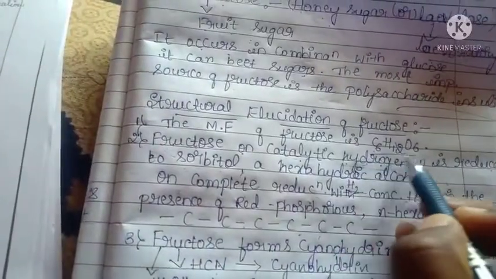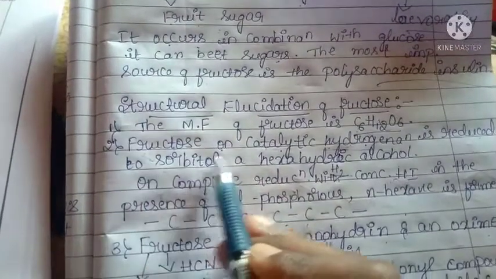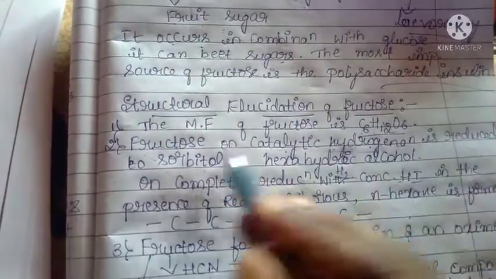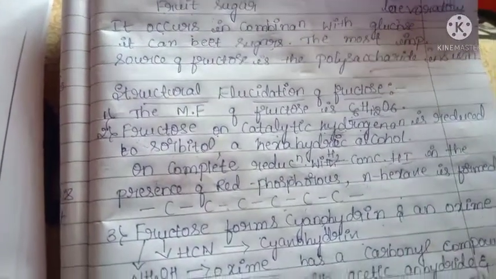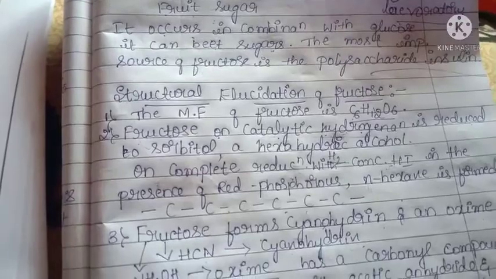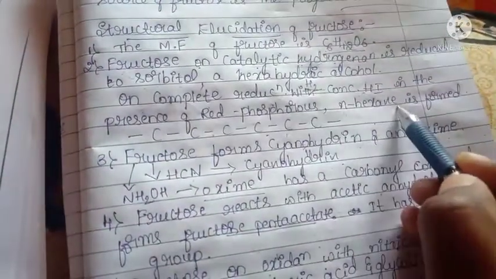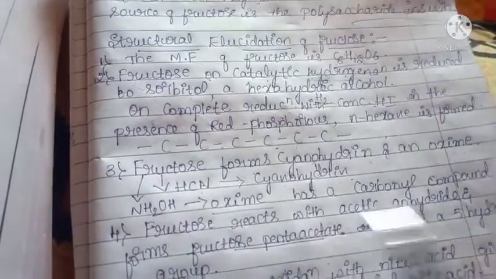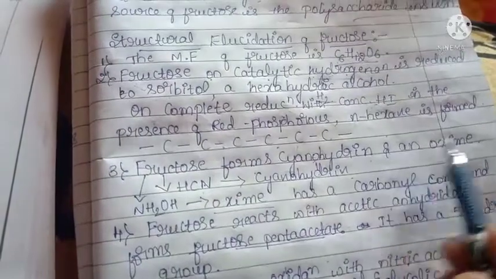The structural elucidation of fructose: the molecular formula is C6H12O6, determined by molecular and elemental analysis. Fructose on catalytic hydrogenation is reduced to sorbitol, a hexahydric alcohol. On complete reduction with concentrated HI, it gives n-hexane, which shows it is a linear structure. Fructose forms cyanohydrin and oxime.